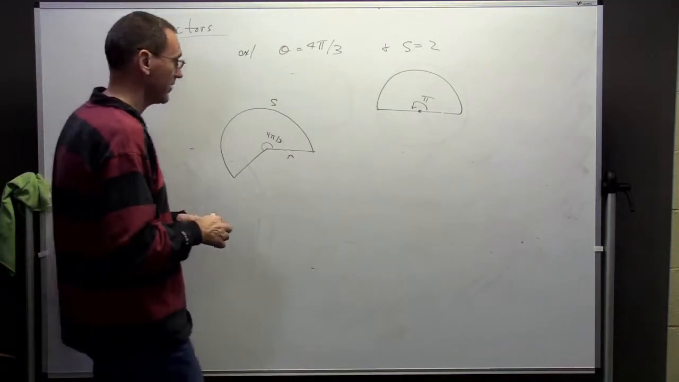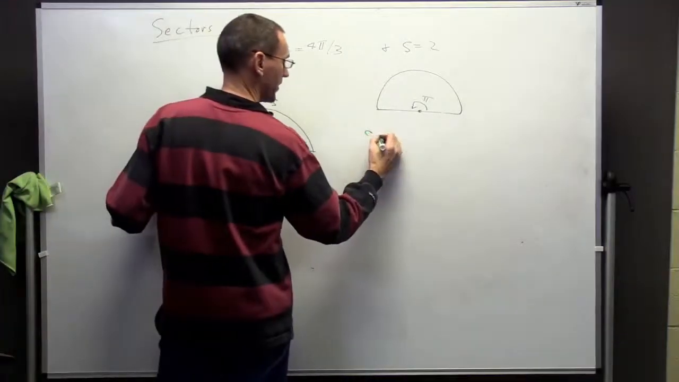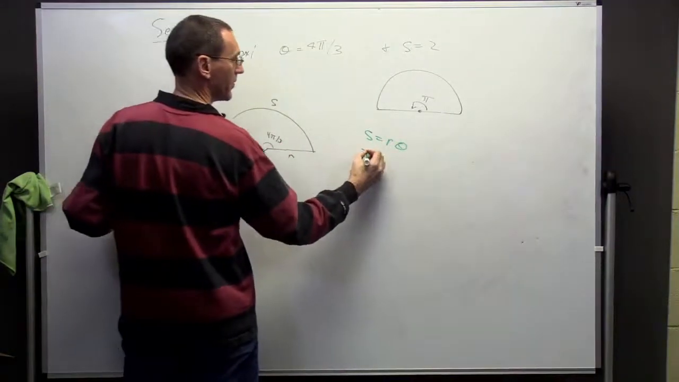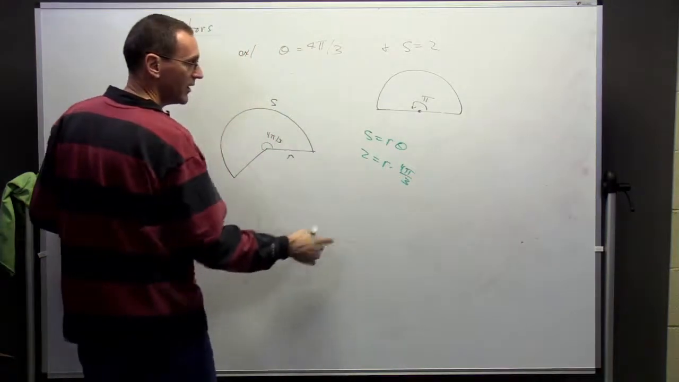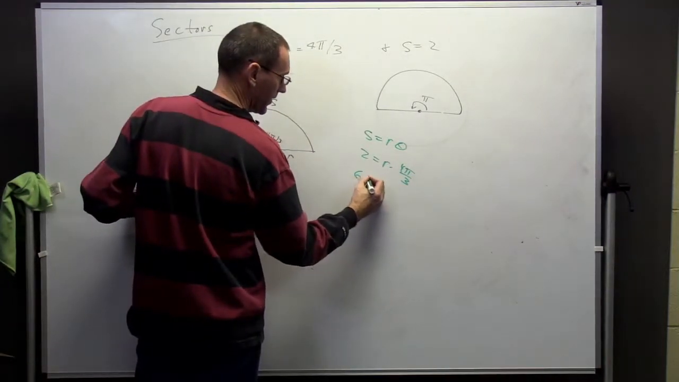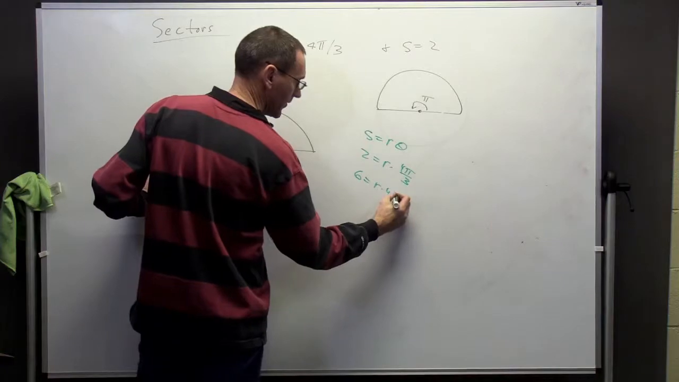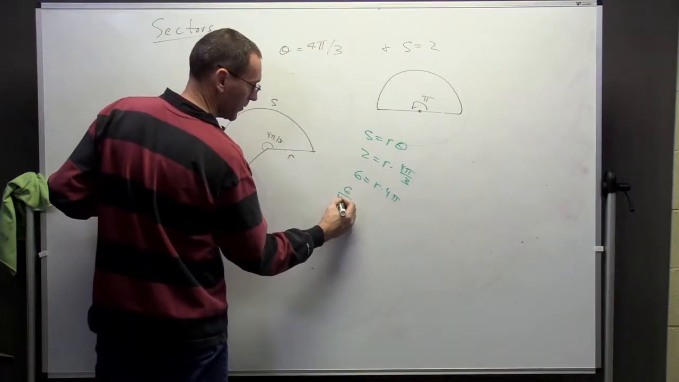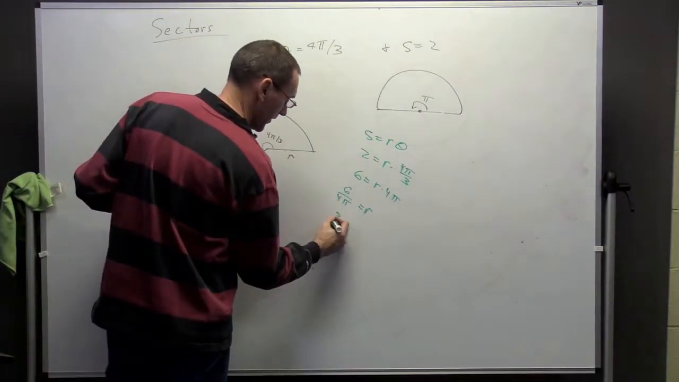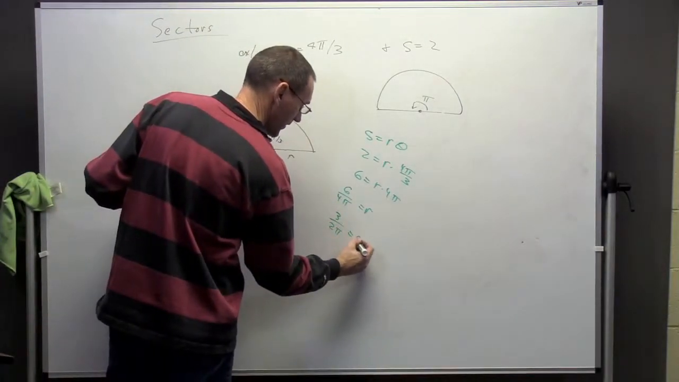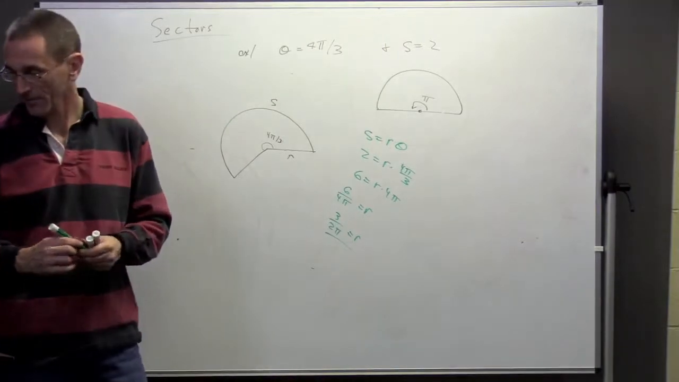So my relationship now is s equals r theta. So 2 equals r times 4 pi over 3. I multiply both sides by 3 and divide both sides by 4 pi. I get that the radius is going to be 3 over 2 pi.